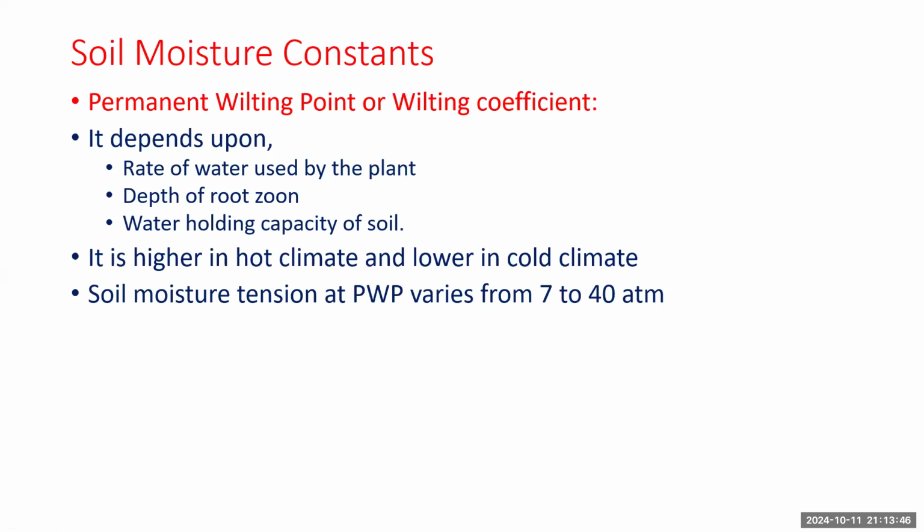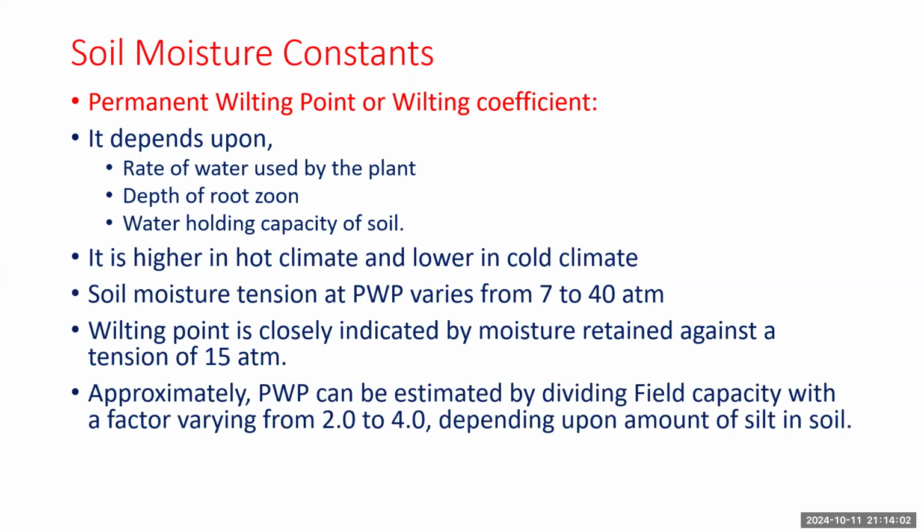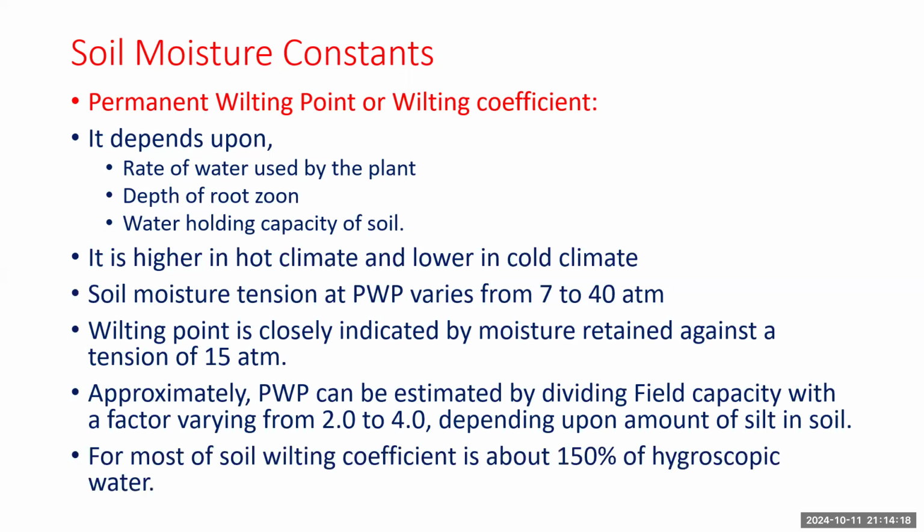If we measure the soil moisture tension at permanent wilting point, then it varies between 7 to 40. Wilting point is closely indicated by the moisture retained against a tension of 15 atm. Approximately, permanent wilting point can be estimated by dividing field capacity by a factor varying from 2 to 4, and that factor value depends on the amount of silt in the soil.